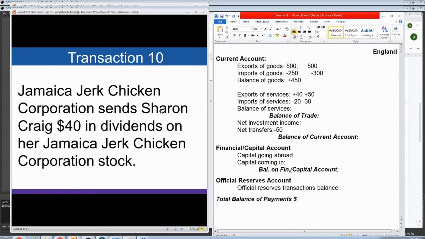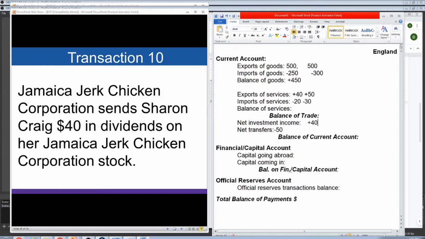All right, now we're going into transaction 10, which is Jerk Chicken Corporation sends Sharon Craig $40 in dividends on her Jamaica Jerk Chicken Corporation. Jamaica Jerk Chicken is in Jamaica. They're sending $40 to Sharon Craig, who must be in England, since we're doing the England and the Jamaican balance of trade payments. Okay, so that $40 would be money coming in, net investment income. Okay, so it's a plus 40.